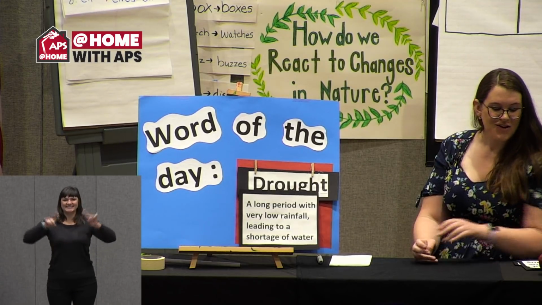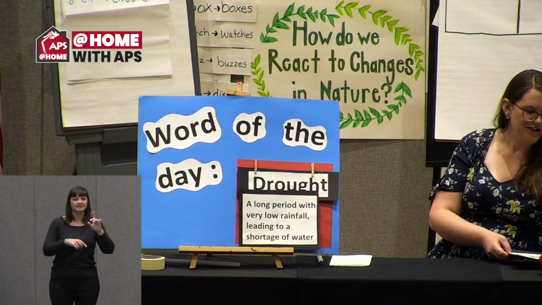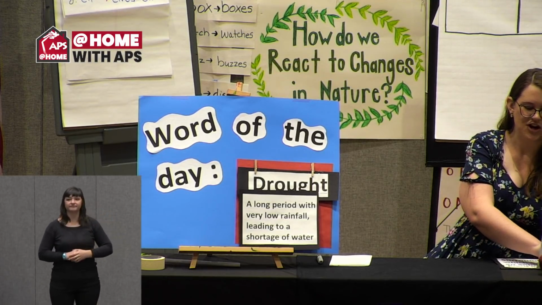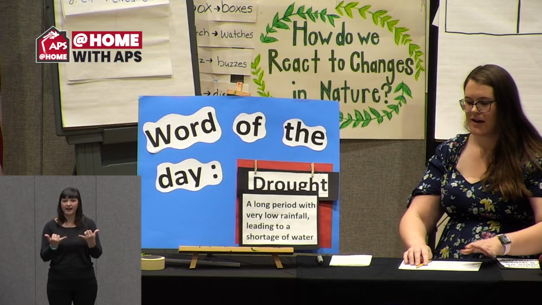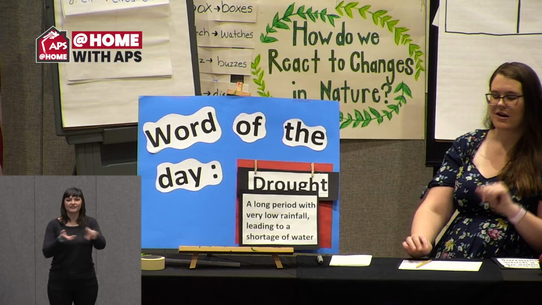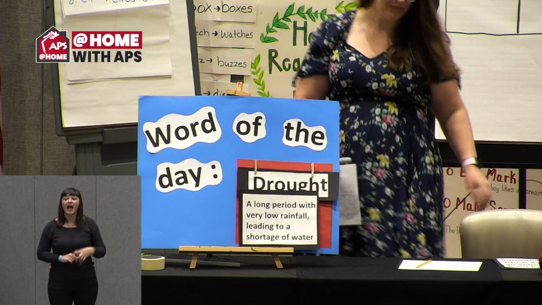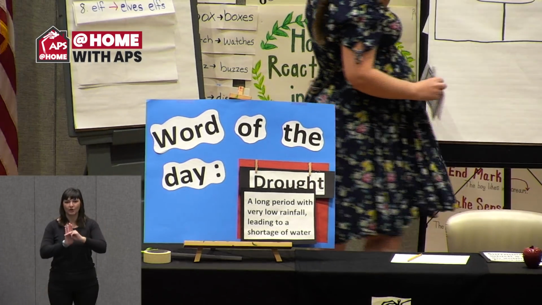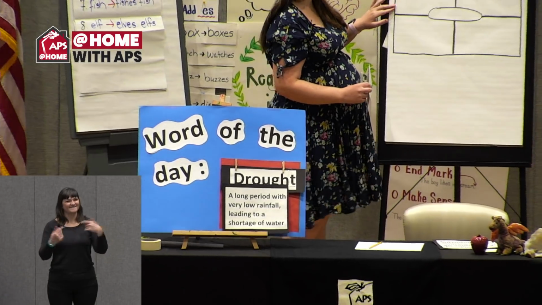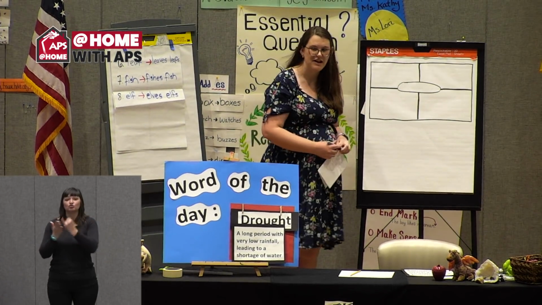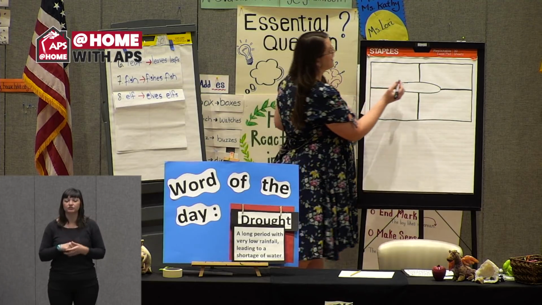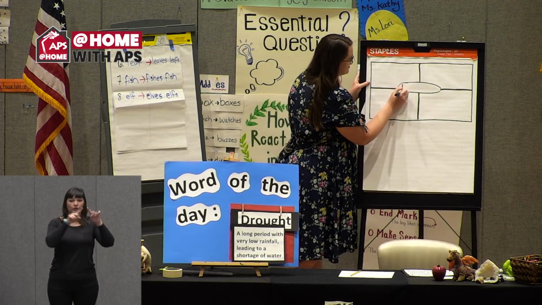Okay, friends, so if you have your Frayer model ready to go, that we've been using, you can go ahead and get that out. You'll need your paper and your pencil. And I'm going to go ahead and show you up here my Frayer model. Okay, friends. So whenever we're on our Frayer model, we want to start with the definition. And our definition for the word drought. So let's put that word up here. Drought.